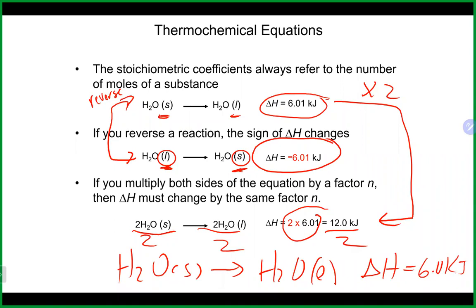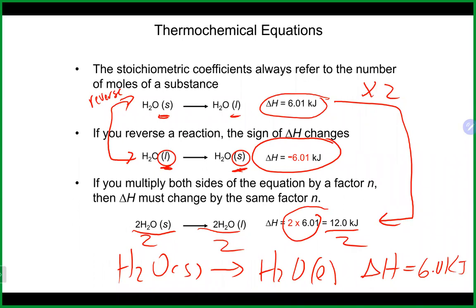So those are three things that you commonly have to do to equations when we're trying to calculate delta H using Hess's law. You have to reverse a reaction. Again, you change the sign on the delta H, the value stays the same. You may have to multiply by a common number. So you then would multiply the delta H by that number, or you may have to divide by a common number. You would divide the delta H by that number. Any questions on how to manipulate the equation?